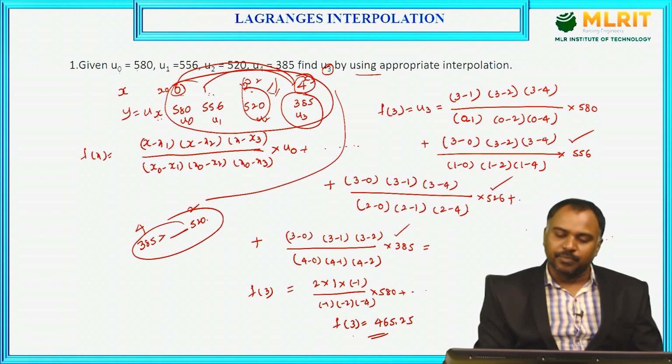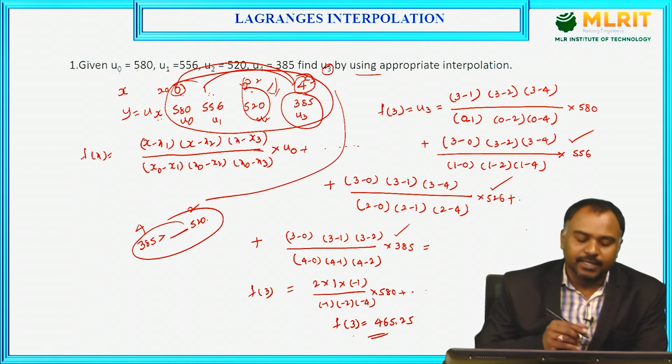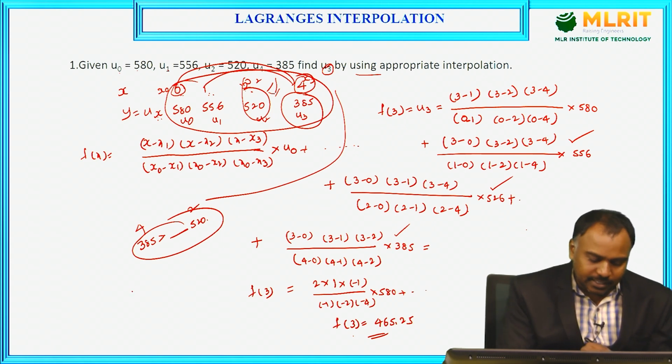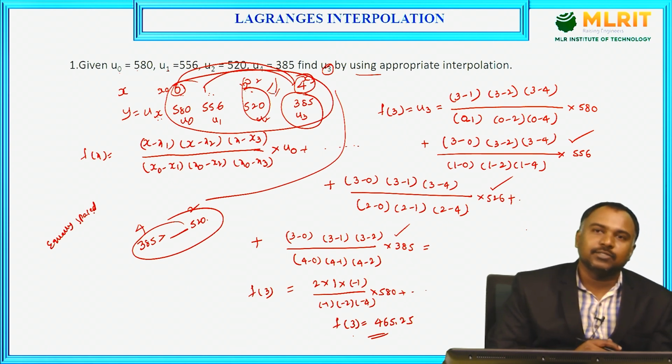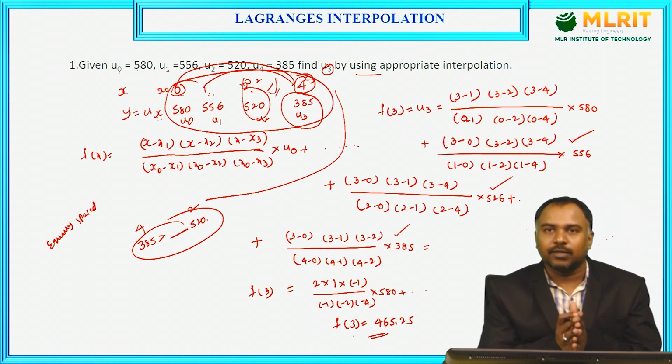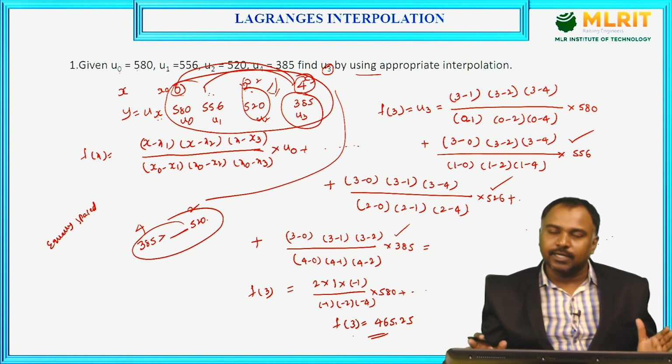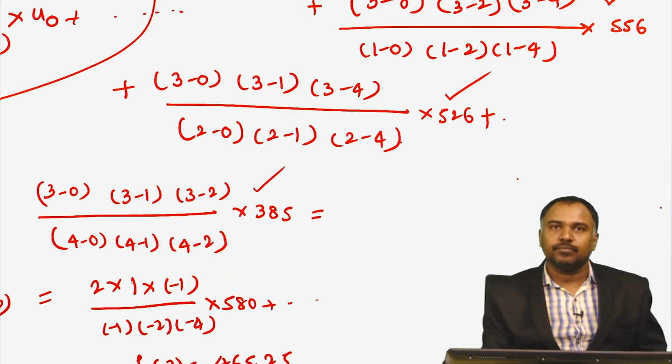interpolation formula. One more advantage of Lagrange's is that if the data is equally spaced, we can also use it. So Lagrange's can be used for equally as well as unequally spaced data. That is the extra advantage of Lagrange's interpolation.